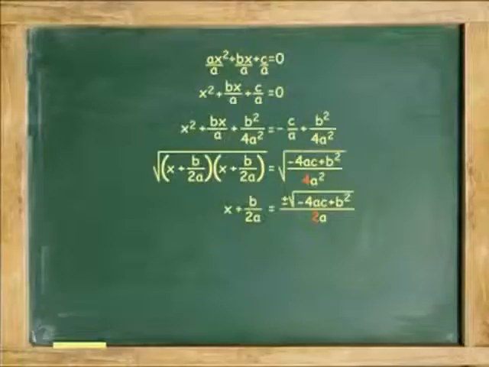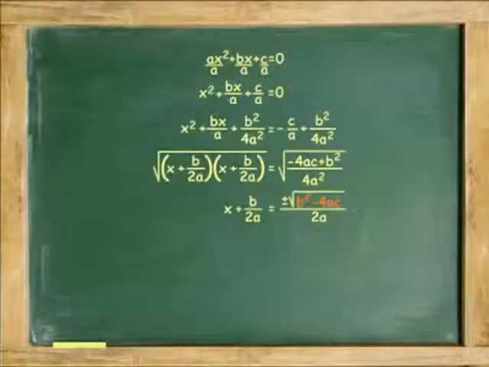The square root of 4 is 2, and the square root of a squared is a. Notice also that the expression under the radical has been switched and now starts with b squared. This doesn't affect the value, but the expression looks better.